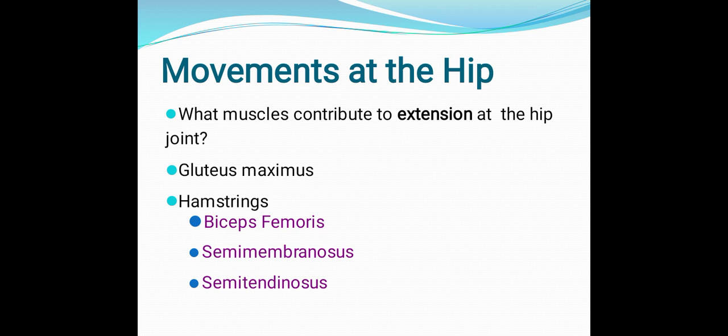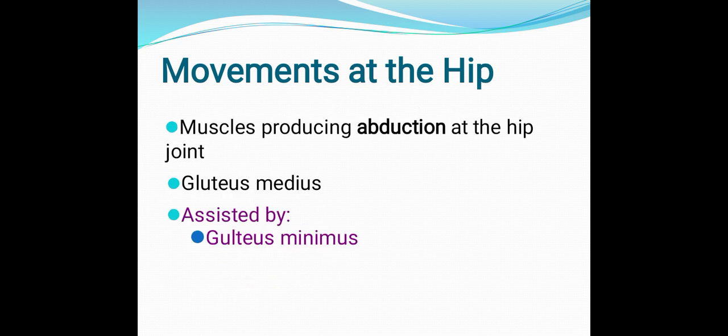These allow extension at the hip and flexion at the knee joint. What muscles produce abduction at the hip joint? The gluteus medius is the major abductor acting at the hip, with the gluteus minimus assisting.